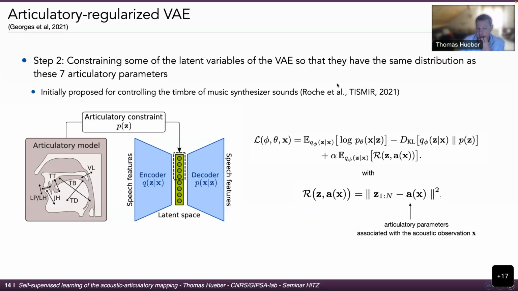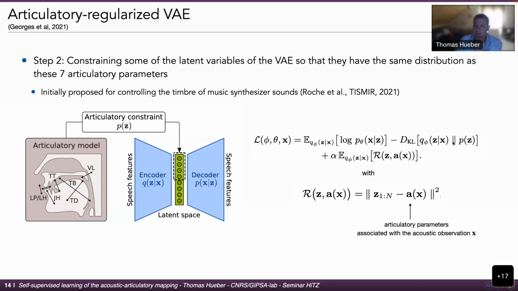This technique is properly described in this paper. We have just applied it here on articulatory data. So how does it work? Basically, everything is done in the loss function that is used to train the variational autoencoder. For those who are not familiar with the variational autoencoder, the first term of this loss is the reconstruction loss. We want to have the output as good as the input. And this is a reconstruction loss.